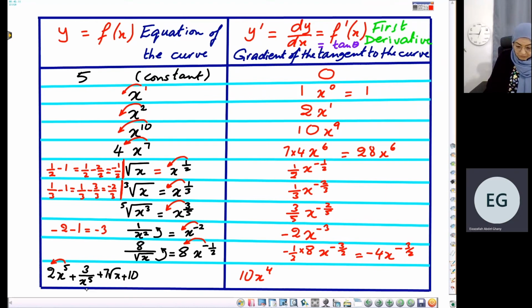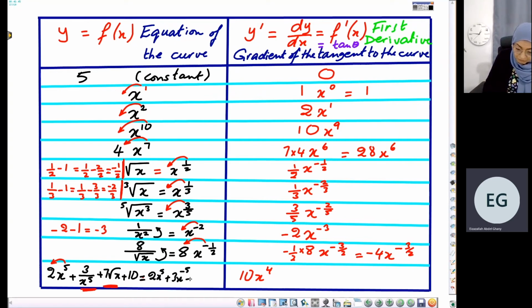But what about this one? And what about this one? They are not ready to differentiate. We have to maintain it as put it in index form. So I have to repeat the whole algebraic expression, starting from 2x to the power of 5, and then we don't deal with denominators. Okay, x power 5 will go up, so it will be plus 3x to the power of -5.